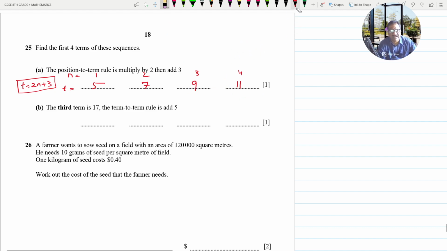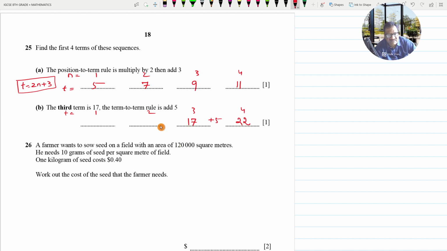Now part B of the question is: the third term is 17, and the term-to-term rule is add 5. So now these are the terms: the first term, second term, third term, and fourth term. He says that the third term is 17, so here I am writing 17. The term-to-term rule is you have to add 5. So if you add 5 to 17, 17 plus 5 will give you the fourth term, which works out to 22.